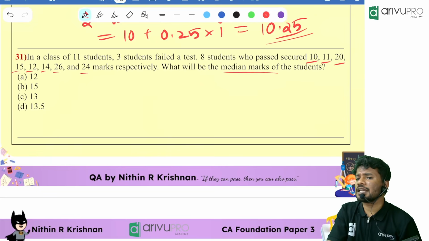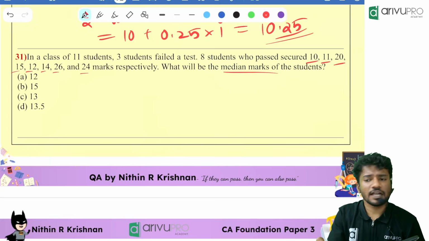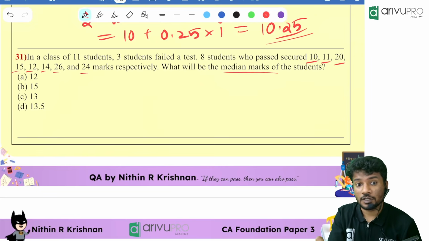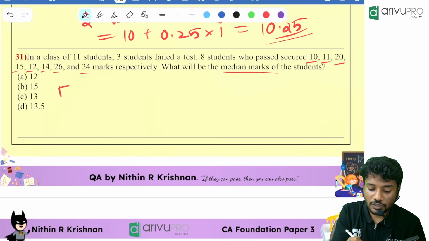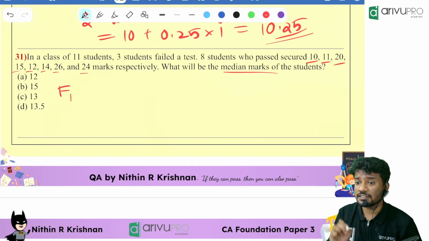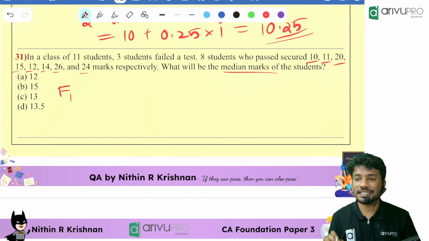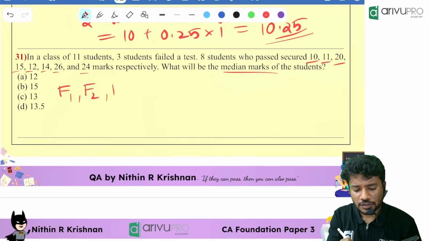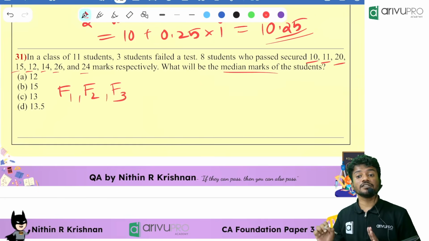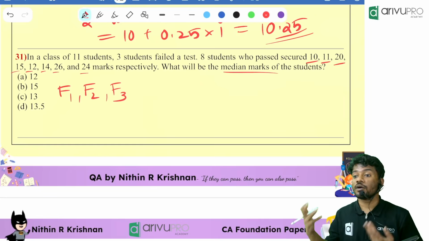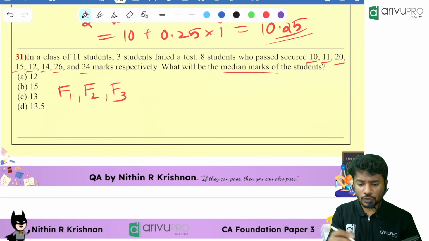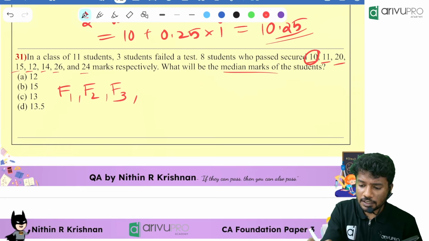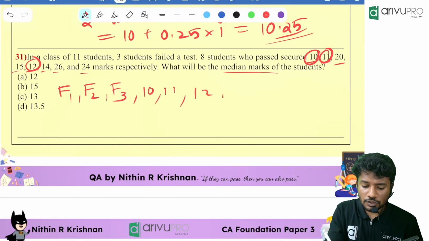In total 11 students are there. How many of them failed? 3 people. Should we consider them or should we ignore them? We should consider them. For example, let F1 be the least mark, F2 the second least mark, and F3 the third least mark. That means we considered all the people who failed. Now you tell me which is the next least mark. 10. Then what? 11. Then what? 12. Then what?